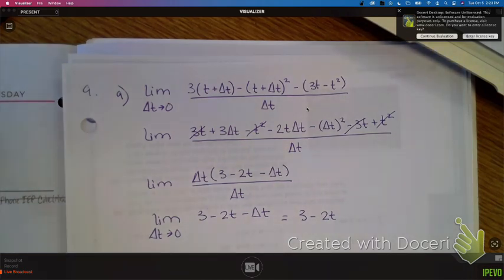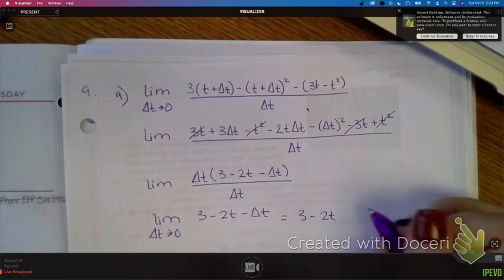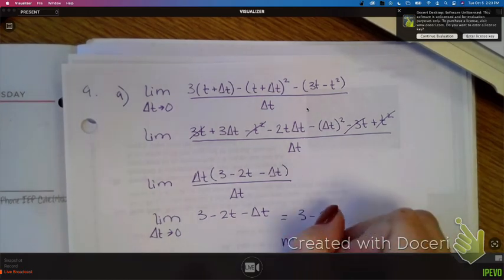No, it's... Are we plug it in or whatever? Well, no, yeah, we're just not done. We haven't found the slope yet. So you have to put 0 in for change of t. So then you have 3 minus 2t, and then we have what point? 0, 0? Yes. So the answer is 0.